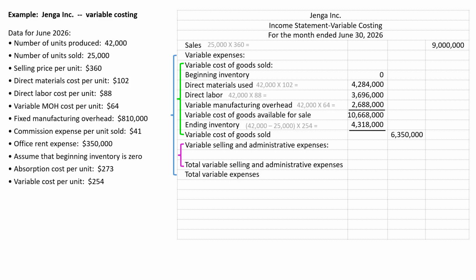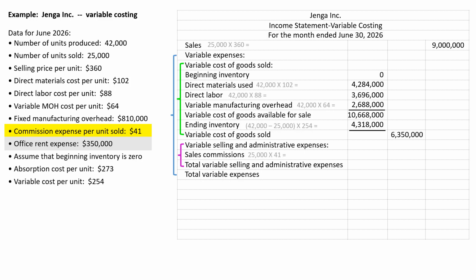At this point, we've reported all of Jenga's variable manufacturing expenses, but we still need to report the variable non-manufacturing expenses before we can close out the variable expenses section. When we check our data, Jenga has only 2 non-manufacturing costs: office rent and commissions expense, and only one of these is variable. The commission expense amount will vary depending on the number of units sold. So we can enter commissions expense in the variable selling and admin section.